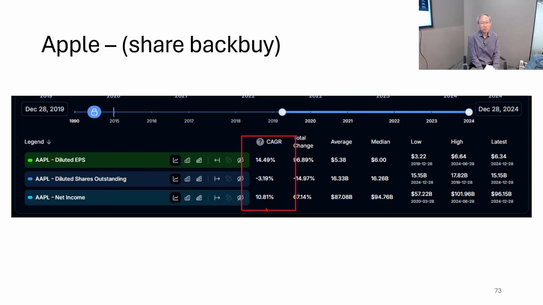That's what I'm going to say. So for US companies, don't worry when there's no dividend. They buy shares. Don't buy Apple. Don't buy Apple.